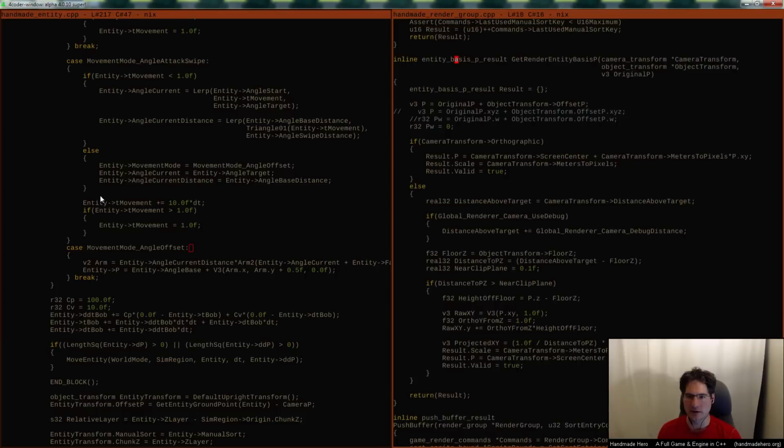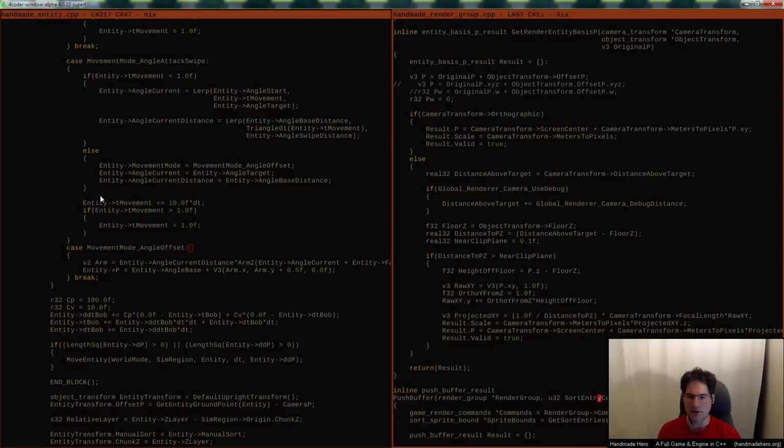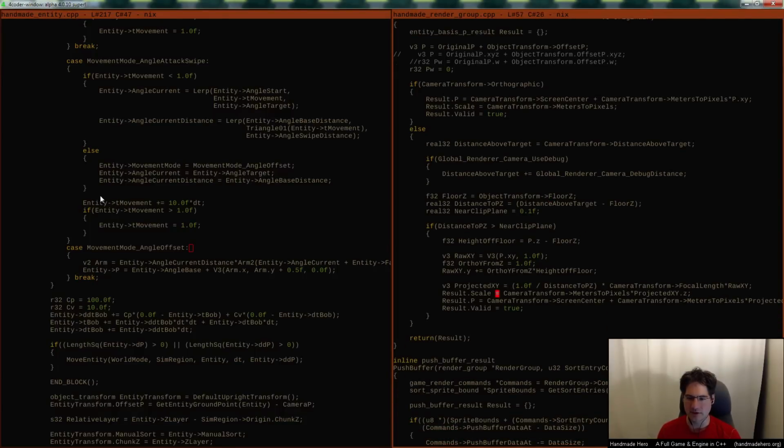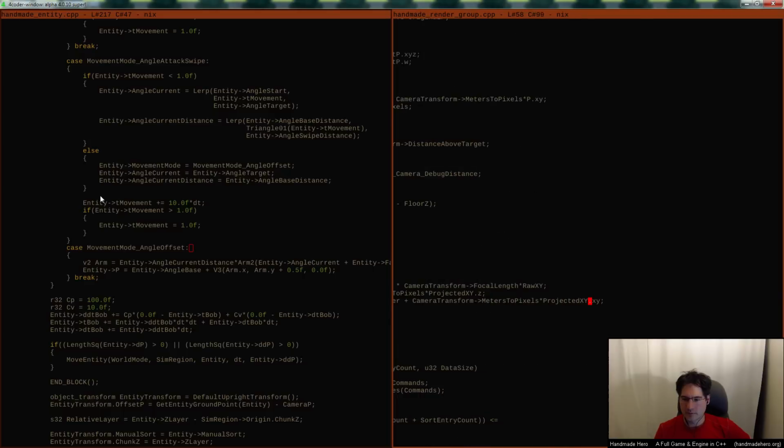And here's the code, get render entity basis P. That is the thing that's actually doing the transform for the camera. When you look at what happens here, you can see the projection stuff is based off a few things, that floor Z setting. The Z value of the component itself is not actually used for that. It's just used for computing the Y displacement. The projection is actually coming entirely from just the floor Z. That's where the distance to PZ computation comes in. So I don't really know why we would be getting that problem.